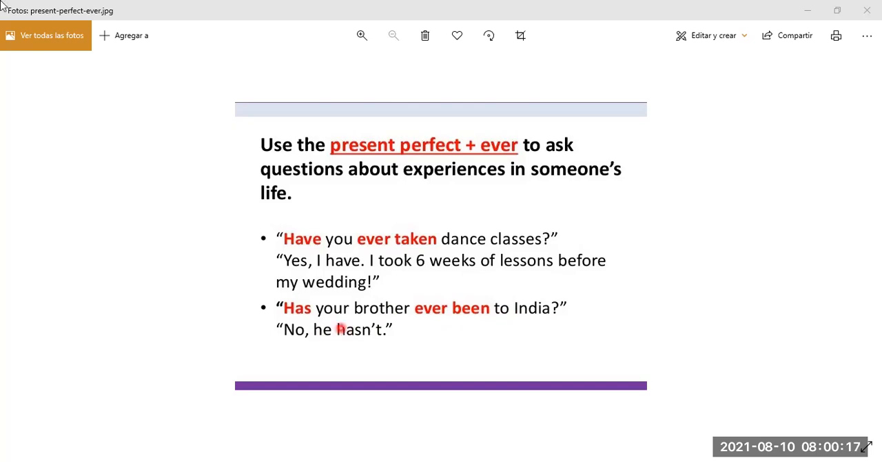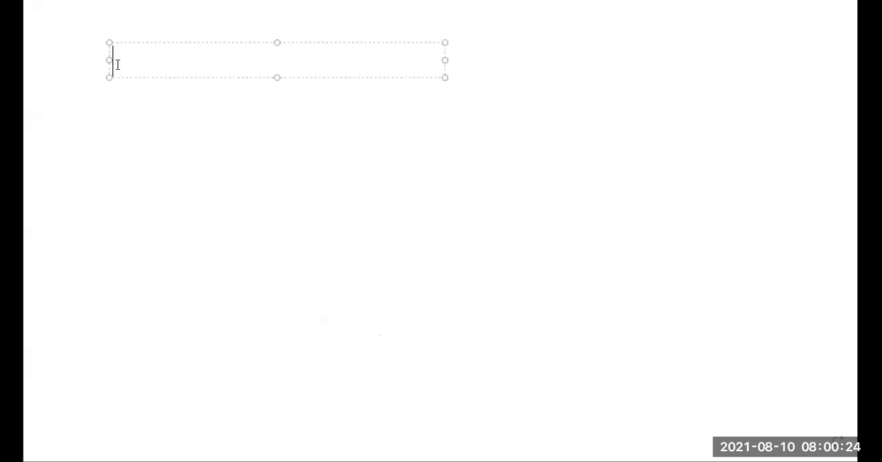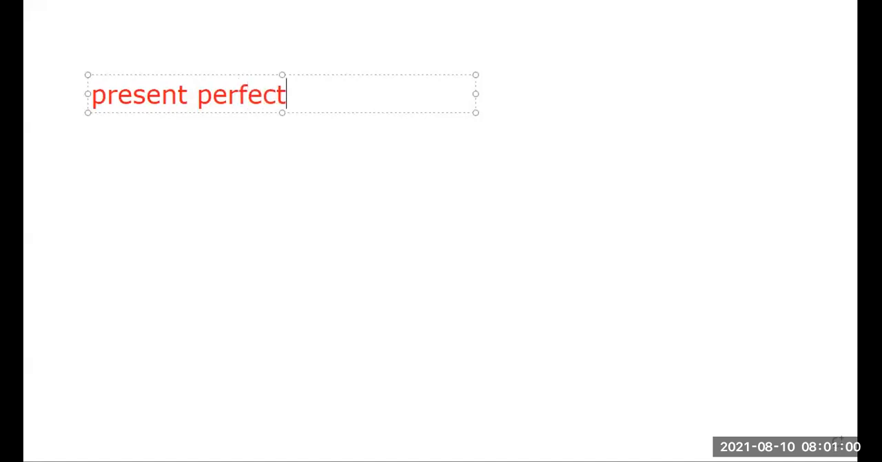So how do we use ever in the present perfect? Ever means alguna vez. As I told you yesterday, it means alguna vez. So what is the structure if you want to use ever? Ever is commonly used when you ask questions, so in this case we use the present perfect for questions.